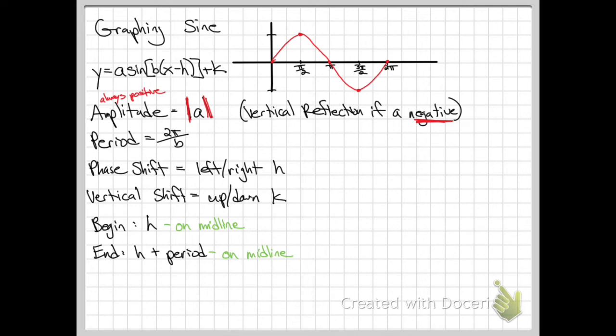The phase shift is always left, right, h. Remember, it's opposite what it looks like because you do zero product property. The vertical shift is up, down, k. The first point you begin on is h, and it's on the midline. Let's draw our midline in.